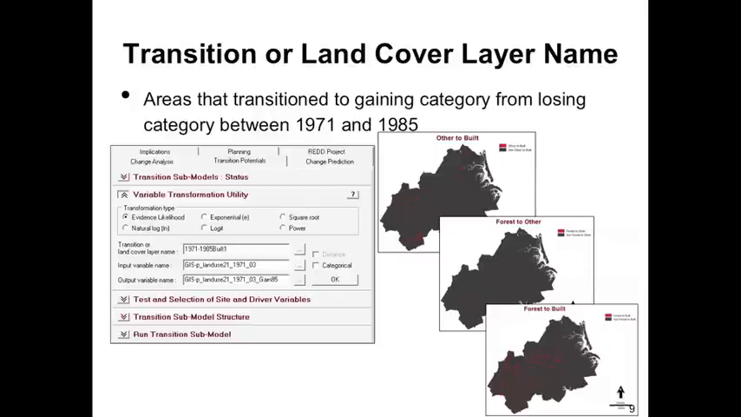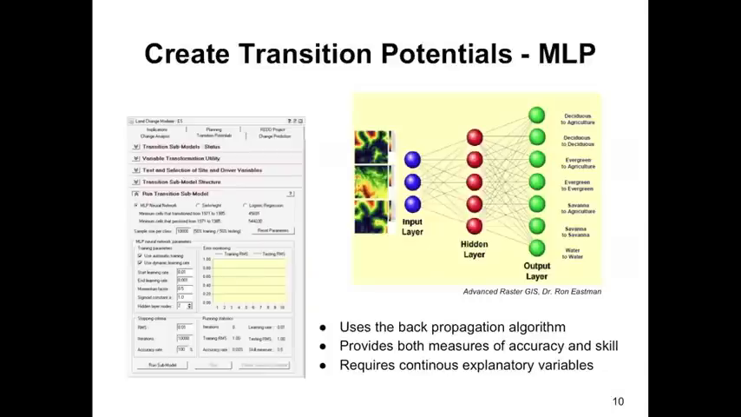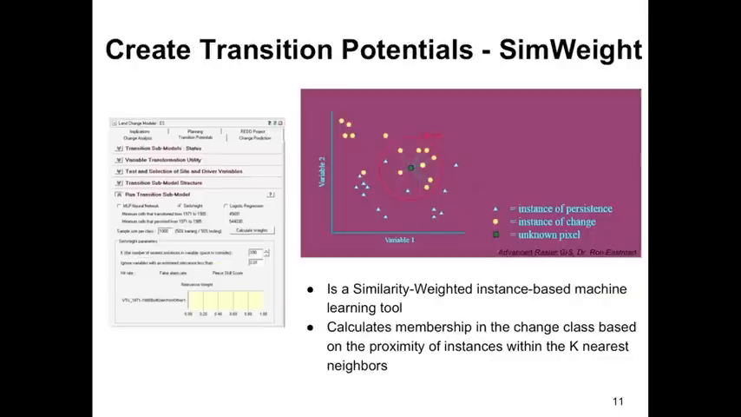To model the transition potentials, we tested the impact of using two different methods, MLP and SimWeight. Standing for multi-layer perceptron, MLP is a powerful neural network model using a machine learning technique called backpropagation for training the network, and it provides both a measure of accuracy and skill. In contrast to MLP, SimWeight is a similarity-weighted instance-based machine learning algorithm. It calculates membership in the change class based on the proximity of instances within the k-nearest neighbors.